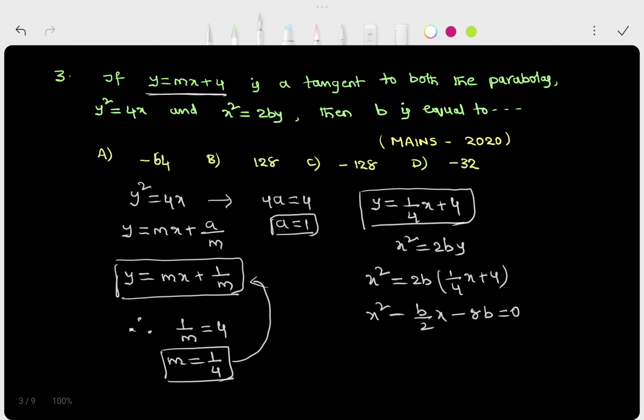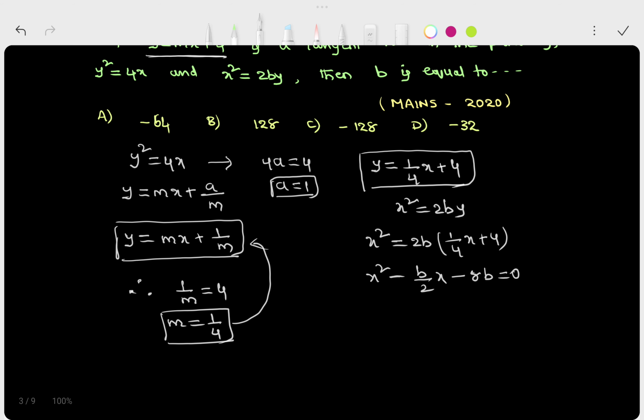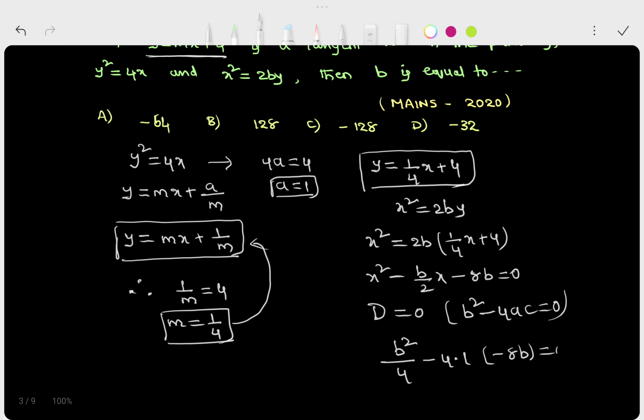This is very clearly in quadratic form. Now the discriminant will be equal to 0. D is equal to 0. What is the meaning of D? b square minus 4ac is equal to 0. This is the discriminant. So here the b value is the x coefficient, minus b by 2, so b square by 4, minus 4 into the a value which is 1, and the c value is minus 8 into b, is equal to 0.